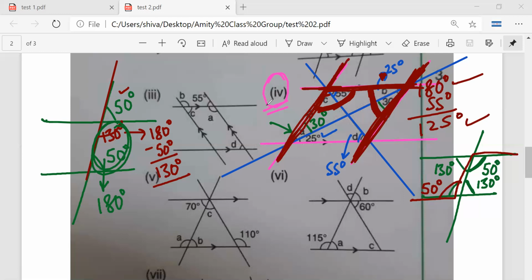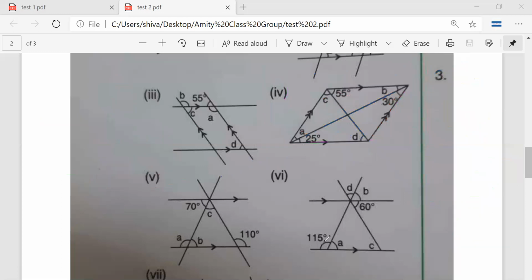Mr. Satya, any doubt? No, sir. If this is 125 degree, this is already 55 degree. So angle C would be equal to 125 degree minus 55 degree is equal to 70 degree. Any doubt? No, sir. See, this is one of the difficult questions. So even if you haven't understood this, it is okay. This is one of the difficult questions.